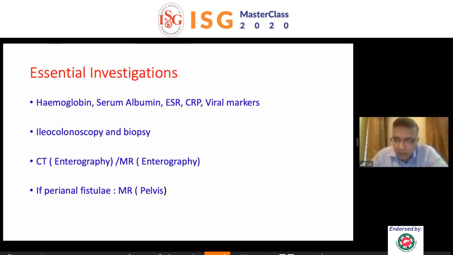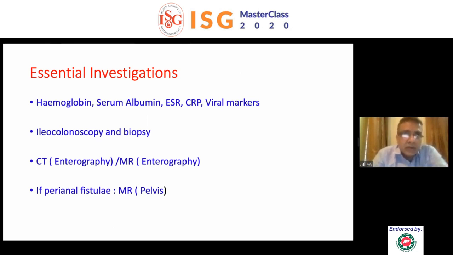Essential investigations. If you are going to give an identification tag to the patient, there are certain investigations which every patient should have. We often see that a patient has colonic disease, so initially the treating physician feels there's no need to look at the small intestine. Let's treat the colonic disease and we'll see later. No. An identification tag has to have all the elements.